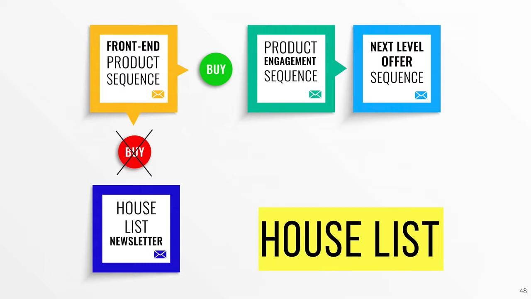So they either buy and go through a product engagement sequence, or do not buy and they get put on your house list newsletter, where you're going to keep in touch with them and possibly move them onto other sequences.